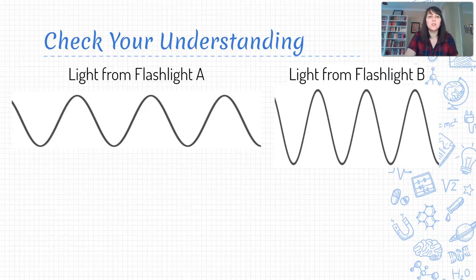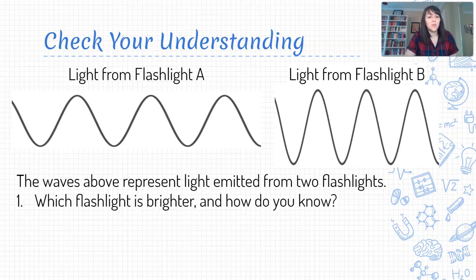So let's take a moment to do a little check for understanding. Here we've got light waves from two different flashlights, A and B, all right? So let's figure out which flashlight is brighter. Flashlight B is our brighter flashlight because those light waves have a higher amplitude. They're taller, therefore we perceive them as being brighter.